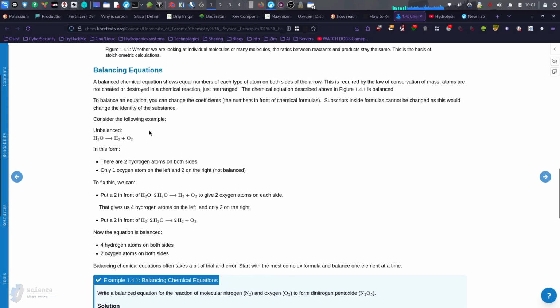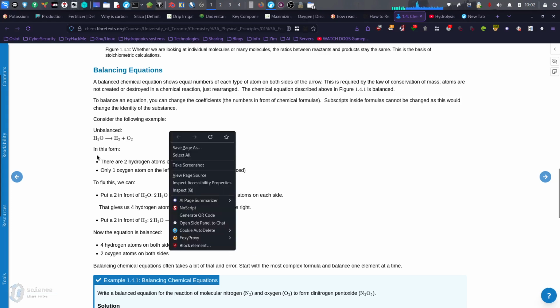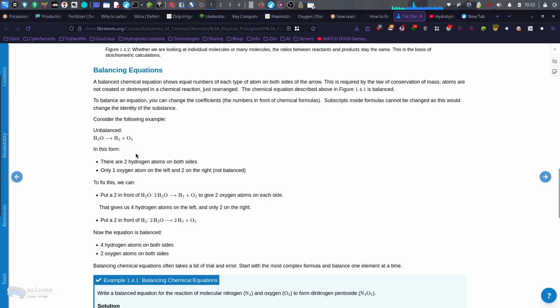Consider the following example and balance it. In this form, there are two hydrogen atoms on both sides, one oxygen atom on the left and two on the right. Not balanced. This is an incorrect equation.